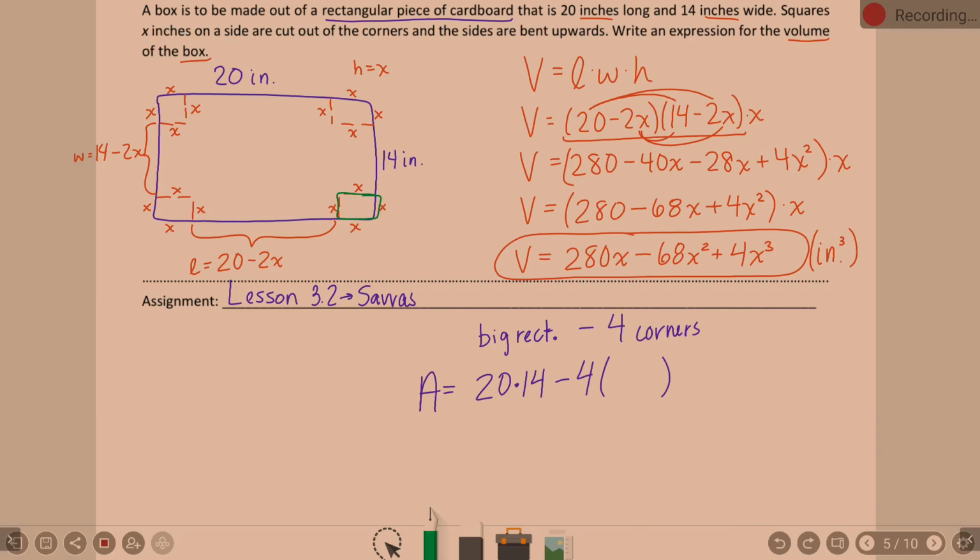Okay? Area of a rectangle. Area of a square. Length times width. Yes? What are these squares we took out here? What are their dimensions? x times x. x times x. Yes? How many of those did I take out? 4. 4 of them. So each corner is x times x. Now I wrote that as x times x. What is x times x? x squared, right? So this right here is minus 4x squared. 20 times 14 is 280.